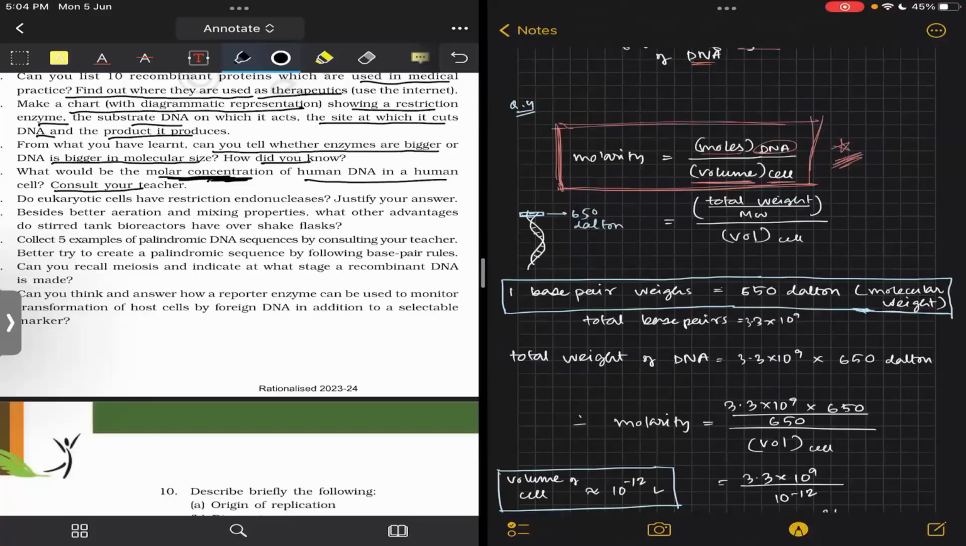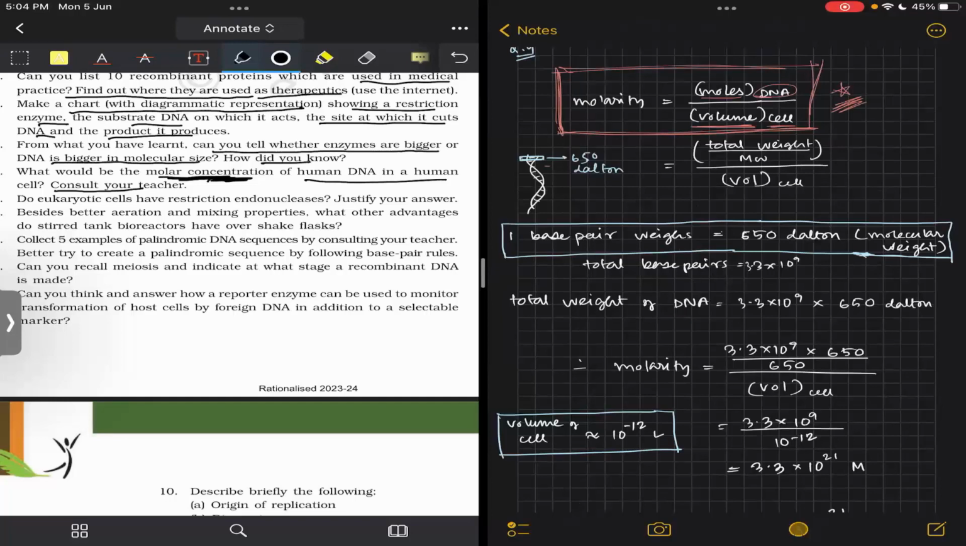Now let us take a single base pair. The molecular weight of a single base pair is 650 Dalton. And how many base pairs do we have in our genome? We have 3.3 into 10 raised to the power 9 base pairs. So the total weight of DNA is the total number of base pairs multiplied by the molecular weight of a single base pair. So we have the total weight of DNA that is present in our genome.